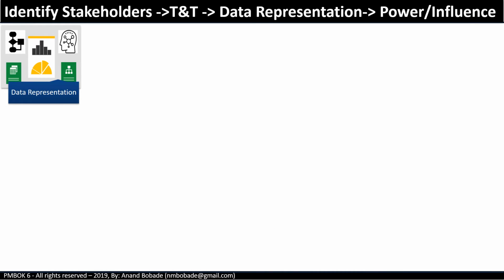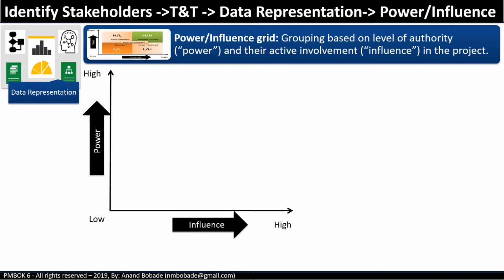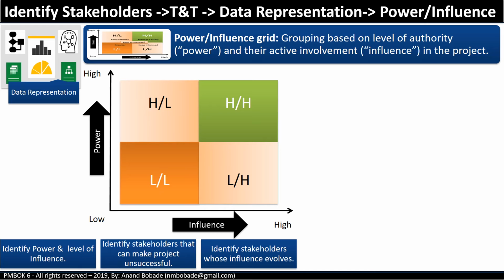Power influence grid. It's a similar grid where power is shown on the y-axis and influence on the x-axis. This grid is used to identify the power and level of influence of individual stakeholders, identify stakeholders that can make projects successful or unsuccessful, identify stakeholders whose influence evolves over a period of time, and determine what communication media and style suit those stakeholders.